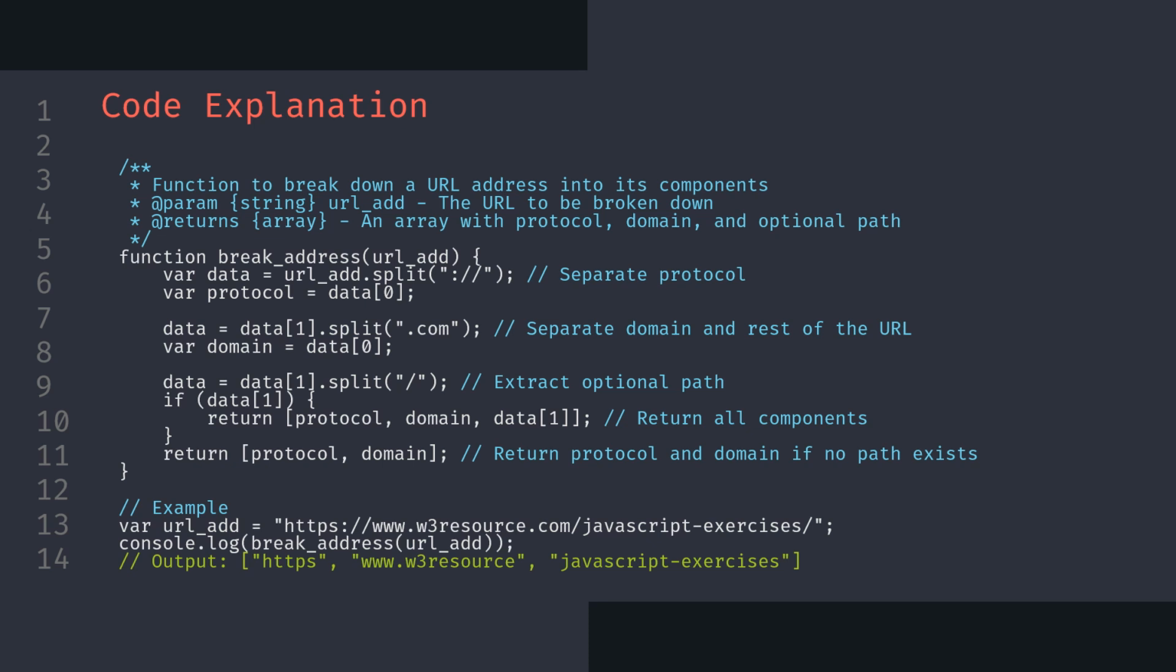For example, if we input the URL https://w3resource.com/javascript-exercises, the function will return an array with these three elements: https, w3resource, and javascript-exercises. This modular approach makes it easy to identify each part of the URL.